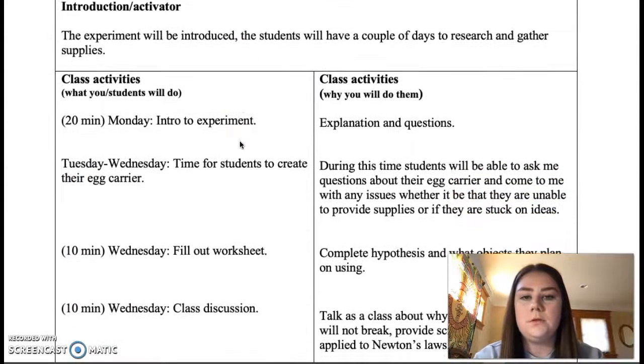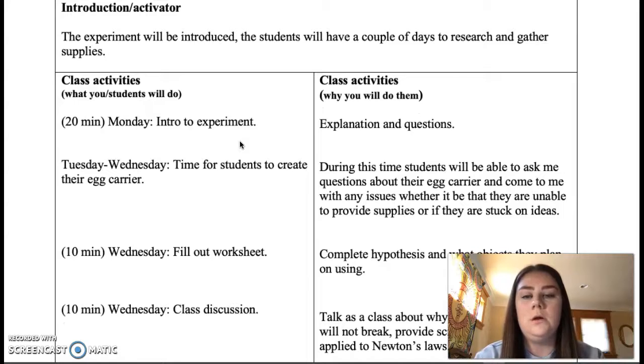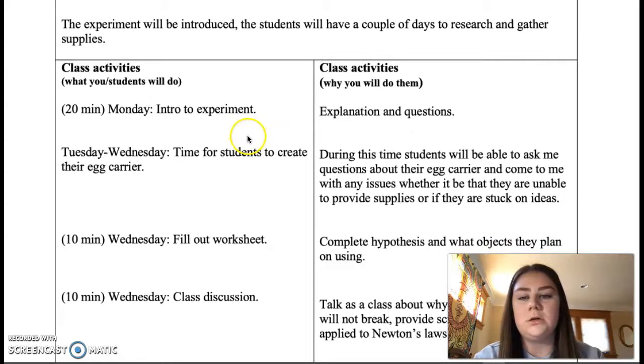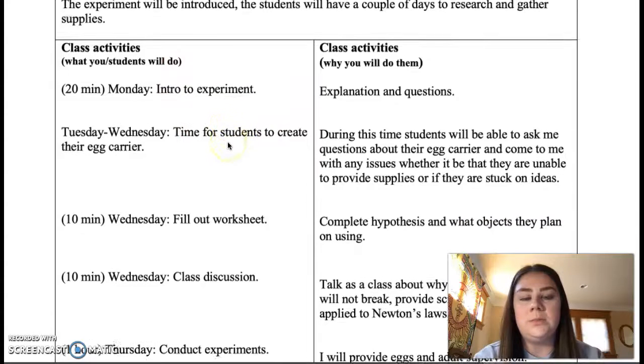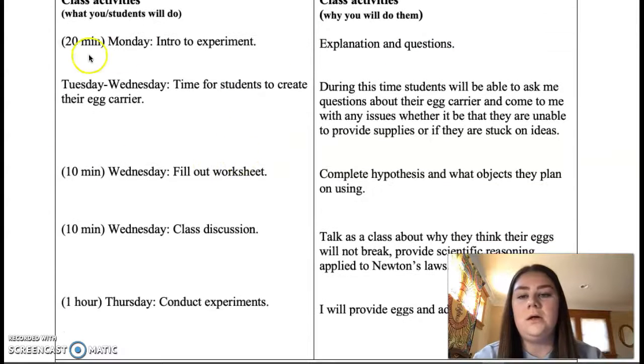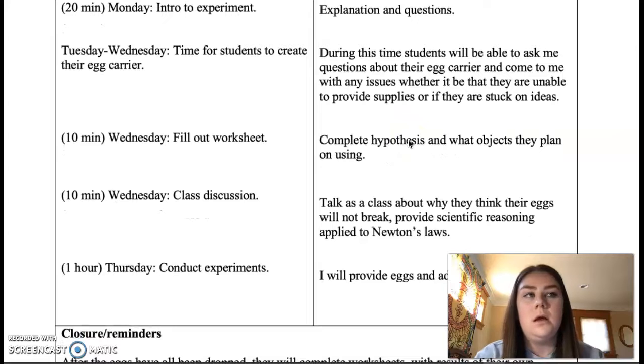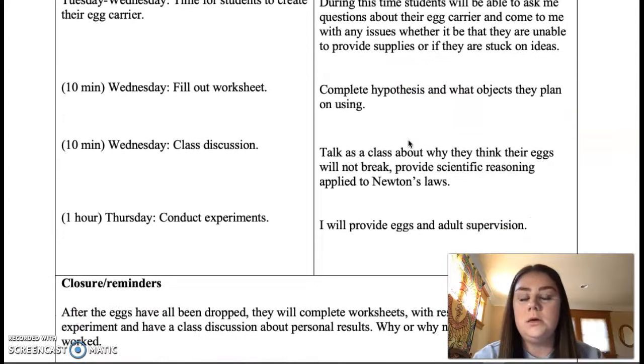So this is the procedure that we're going to do. We're already going to be learning about Newton's laws, so I figured I'd start here and introduce them to the experiment. I can explain it and answer any questions that they would have. And then they'll have a couple of days here to create their egg carrier. During this time, this is when they'll be able to ask questions about it and come to me with any issues they may have, such as if they're unable to provide supplies.